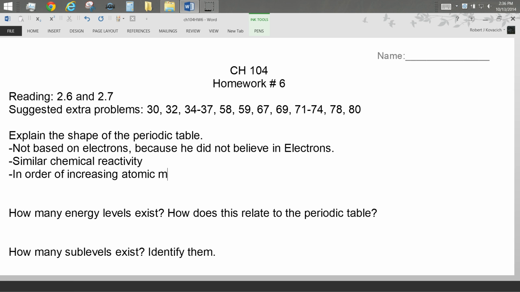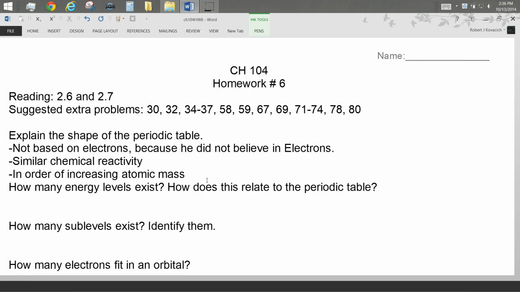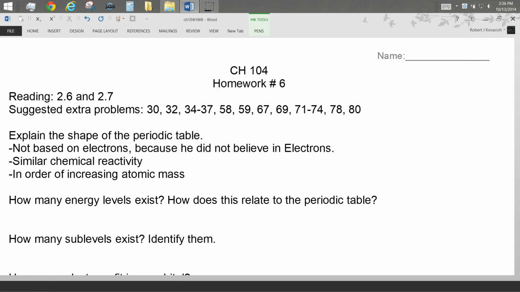Put mass down there. So, yeah, the table is the way it is because of the electrons, but since the guy didn't believe in electrons, he based it off of chemical reactivity. But since chemical reactivity is based off of electrons, in a roundabout way, it is based off of electrons. But again, it was not built based off of electrons. It was built off of their chemical reactivity.